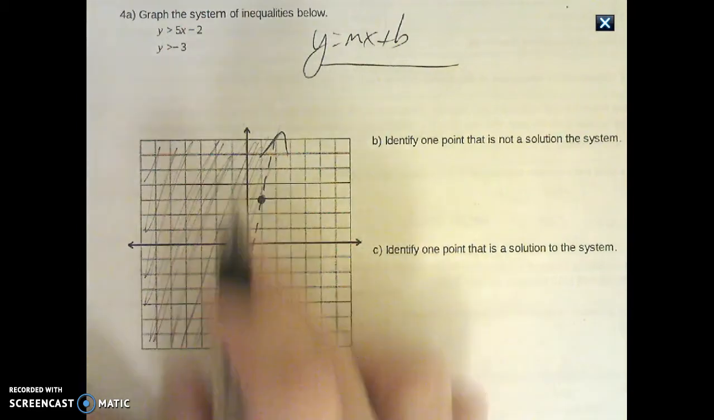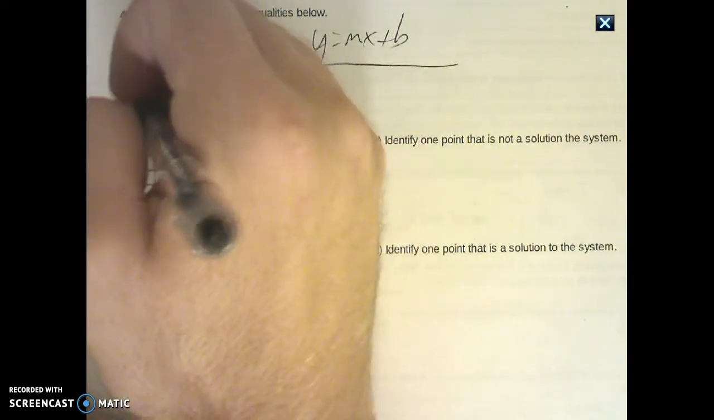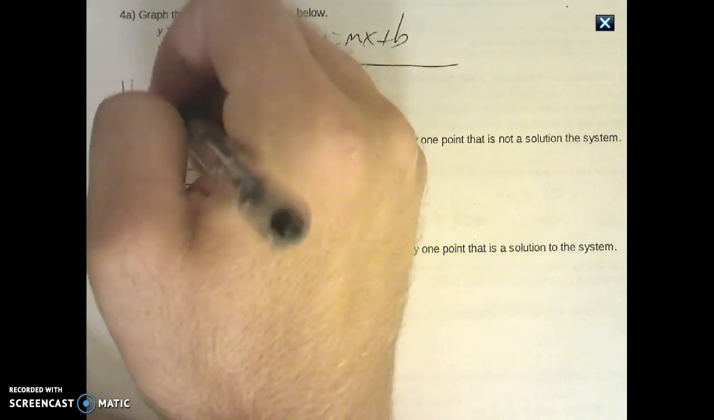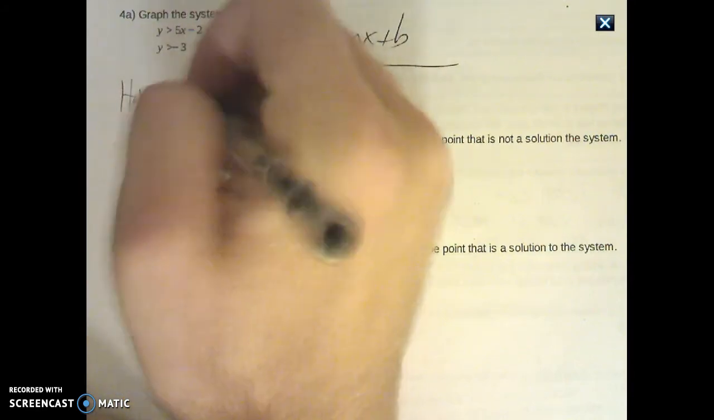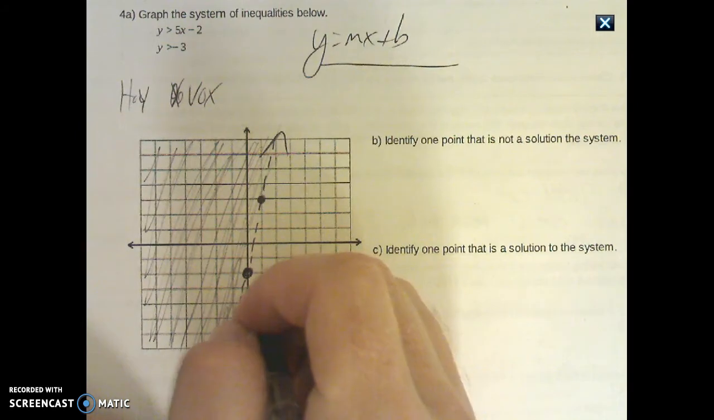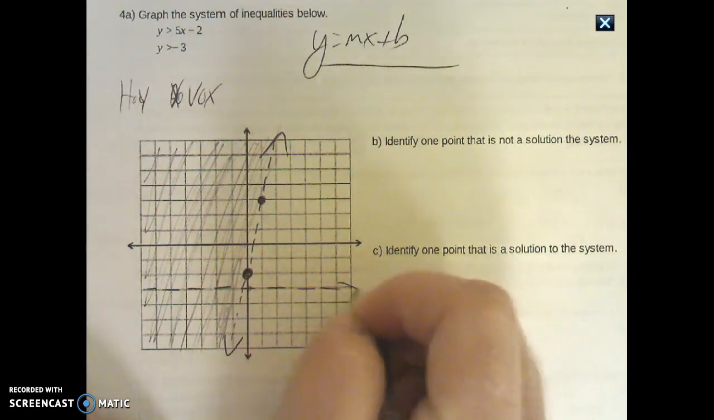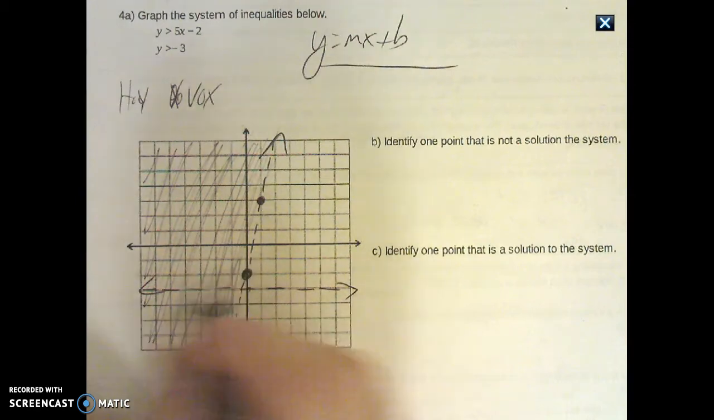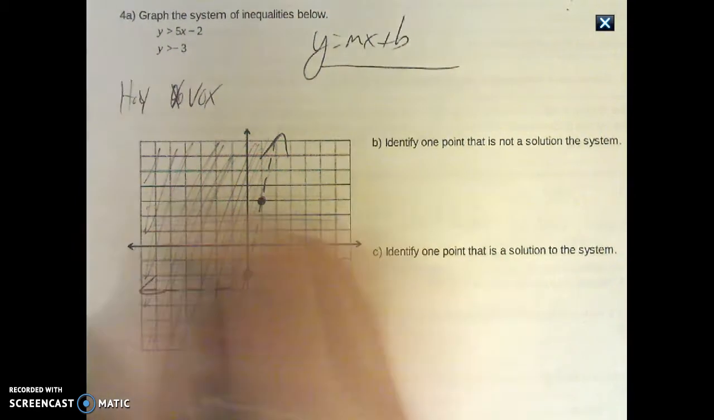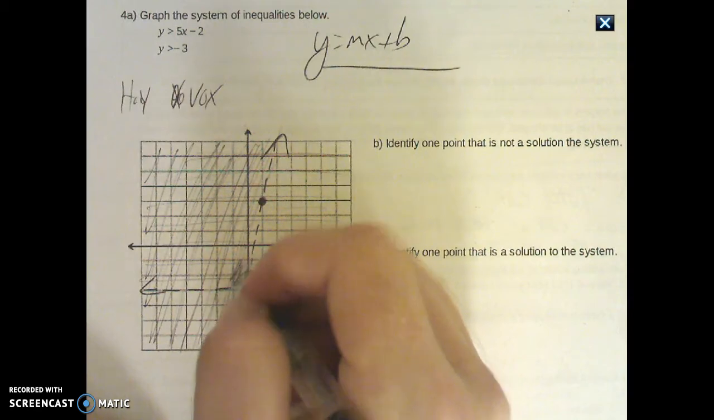Okay? Y is greater than negative 3. Y is horizontal. So at negative 3, I'm drawing a horizontal line going across. Greater than means above it. Well, where are they overshadowing each other? Right over here in this quadrant.